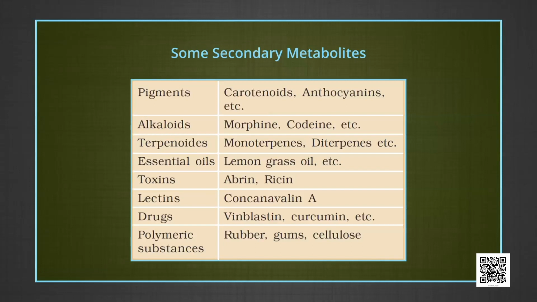Here is a table which is depicting some of the secondary metabolites. Pigments include carotenoids, anthocyanins, etc. Alkaloids include morphine, codeine. Terpenoids include monoterpenes, diterpenes. Essential oils include lemongrass oil. Toxins include abrin, ricin, etc. Lectins include concanavalin A. Drugs include vinblastine, curcumin, etc. Some of the polymeric substances are also secondary metabolites.